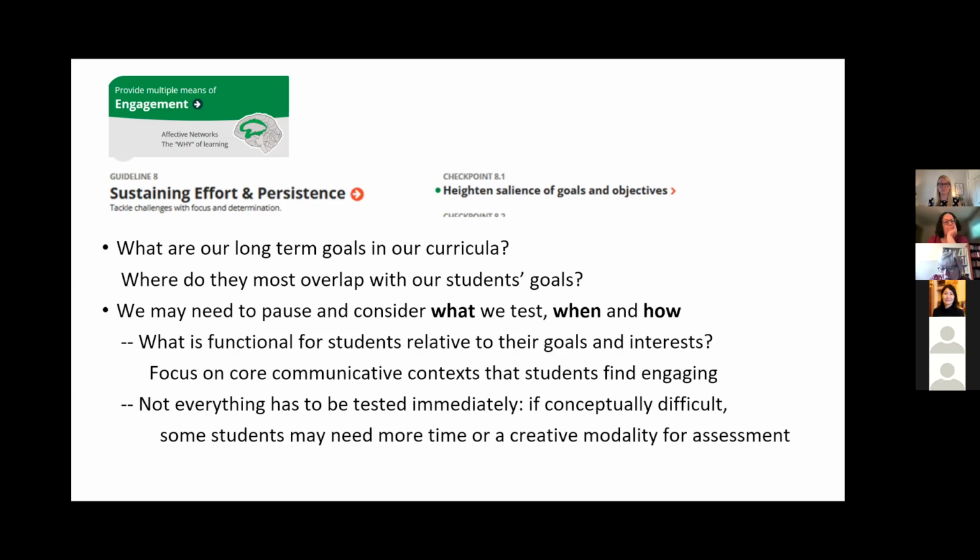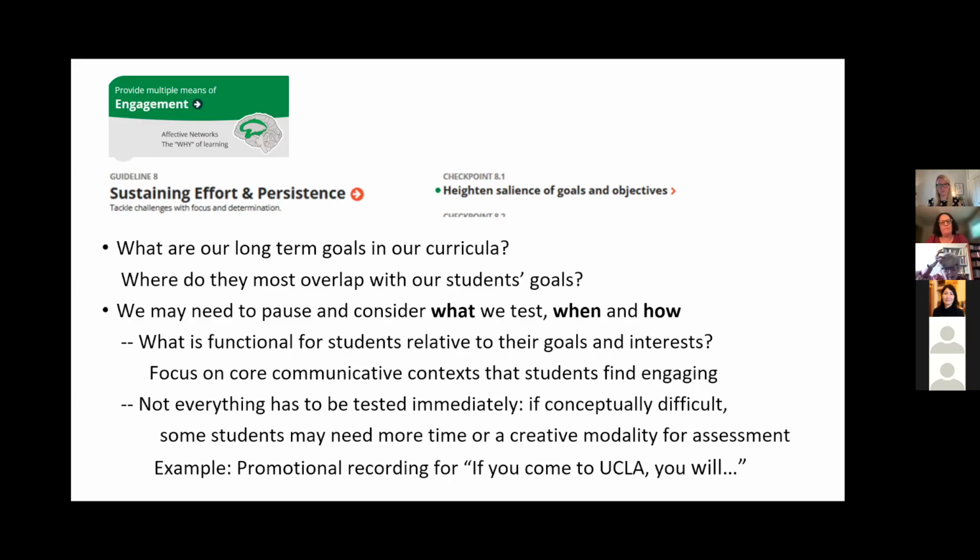Students might need more time or a more creative modality for the assessment where they can practice using the forms, so that the assessment gives them practice too, but they're not responsible for form-based learning, for example. An example of this was aspect in the future. Aspect in the future is quite difficult, morphologically and conceptually difficult, since there isn't the one-to-one correspondence that they expect from English. So have them do a promotional recording.